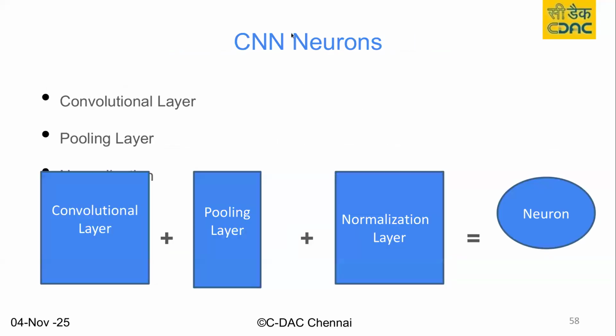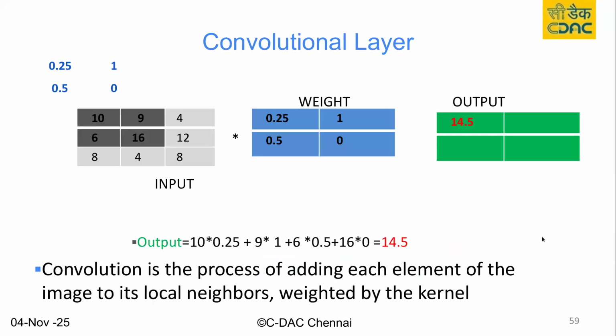So a convolutional neural network is just like an artificial neural network, but here a single neuron in a convolutional neural network has a convolution layer, pooling layer, and normalization layer. In fact, the combination of convolution layer plus pooling layer plus normalization layer becomes a single neuron. So if you have an input image of 3 cross 3 matrix, the weights will actually be in the form of a matrix.